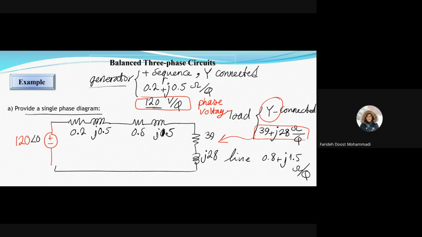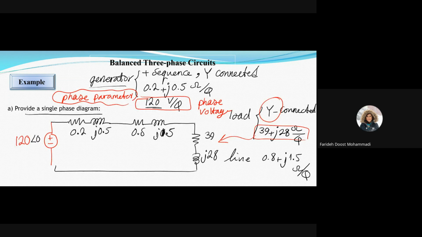If the load is delta, you need to convert it to Y. If the voltages are given in form of line voltage, you need to convert them into phase voltage. Anything in a single phase diagram that you are plugging in should be a phase value. So if you have a current and it's a line current, it needs to be converted into phase current. If you have a voltage and it's a line voltage, it needs to be converted into a phase parameter. So this is the important part. Other than that, drawing the single phase diagram is not going to be difficult. Okay, so this is the first part of the problem.